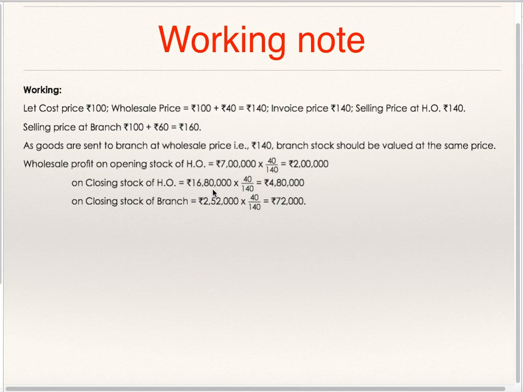Closing stock at head office is 16 lakhs 80,000. Loading on that, 16 lakhs 80,000 into 40 divided by 140, is 4 lakh 80,000. Loading on closing stock at branch, 2 lakhs 52,000 into 40 by 140, is 72,000. Loading on opening stock is to be credited to profit and loss account. Loading on closing stock is to be debited to profit and loss account, head office column.